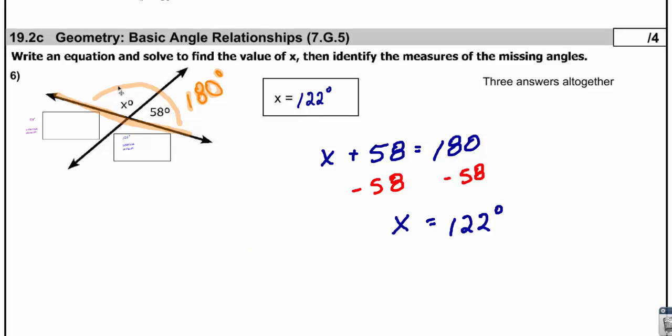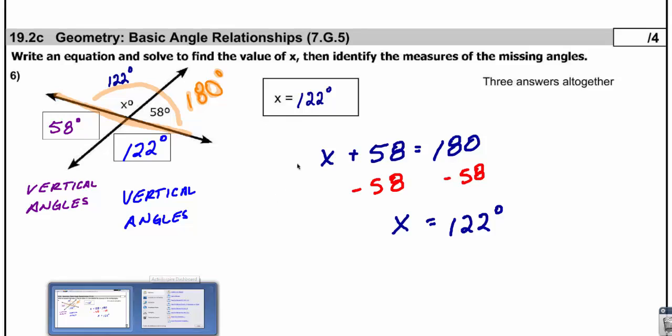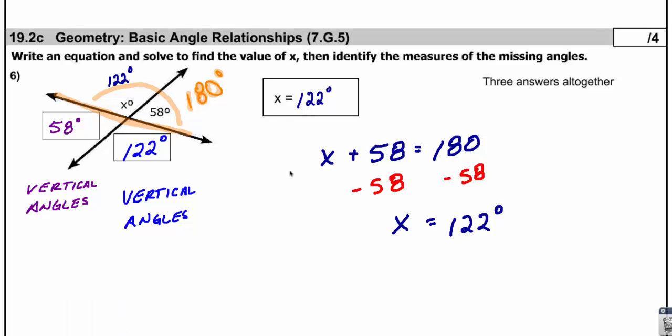Then you had to identify the missing angles, the angles in the boxes, and these were great because these were both examples of vertical angles. So I think a lot of you, when you got the 120, you said, wait a minute, if that's 120, so's that box, because they're vertical. And you looked at the original 58 and you said, wait a minute, if that's 58, so's that box, because they're vertical. So now you have all of your answers for number 6.